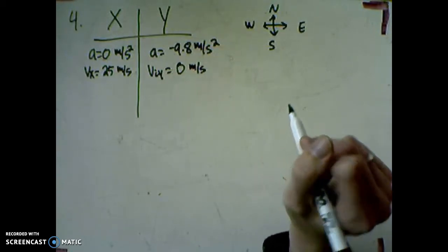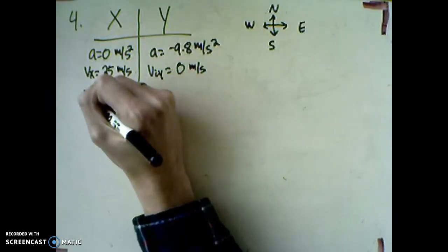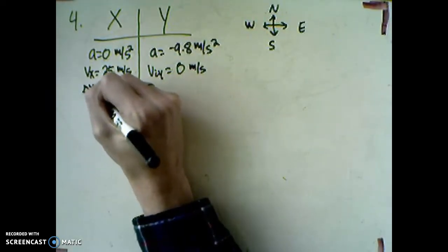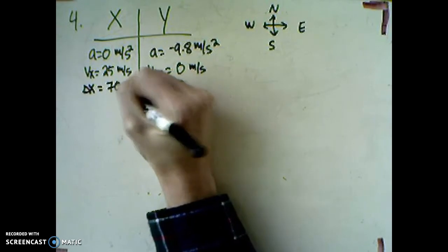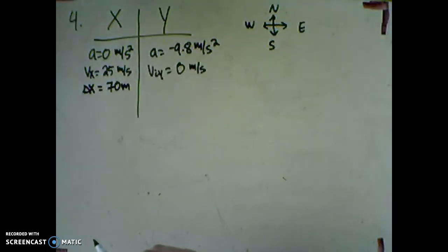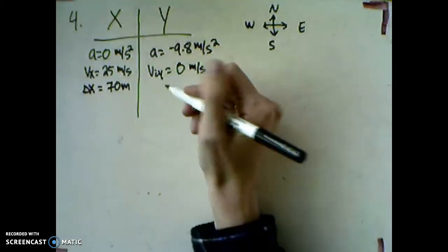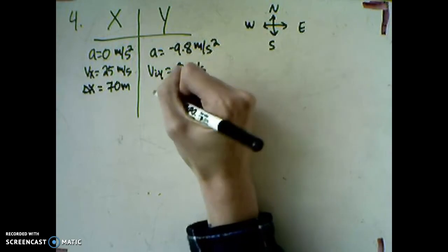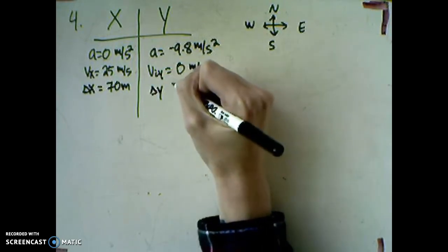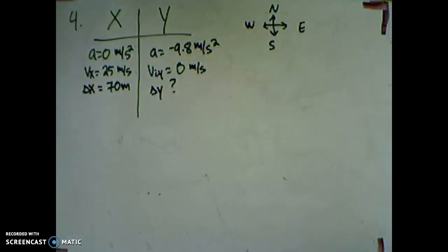Let's see what else I know. I know that it lands 70 meters from the base. That's going to be my delta x. And I want to know how high the end of the ramp is from the ground. So I want to know how high, again, a delta y.